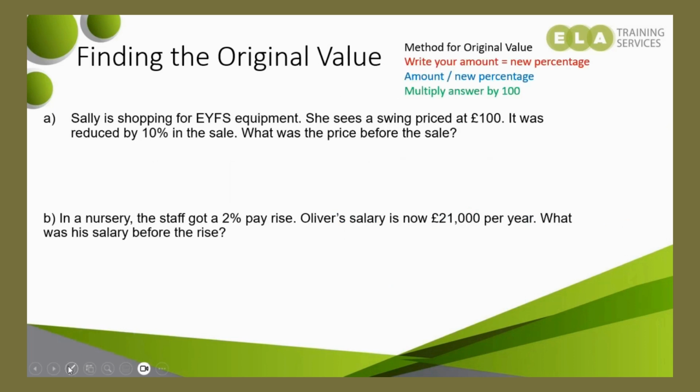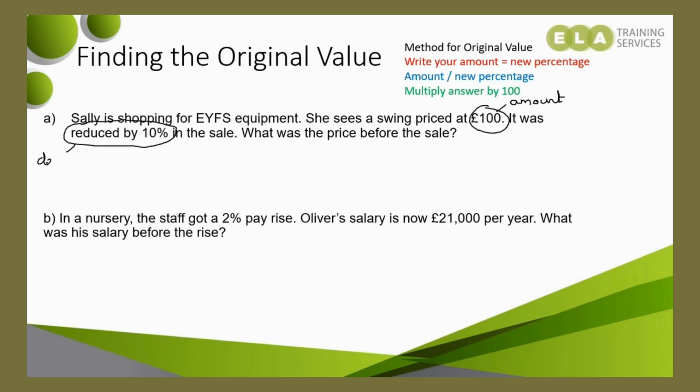So we're going to have a go at these two now using our method and using our rule. So Sally is shopping for EYFS equipment. She sees a spring priced £100. So now we've got our amount, and it's really helpful when you annotate questions, and it was reduced by 10%.